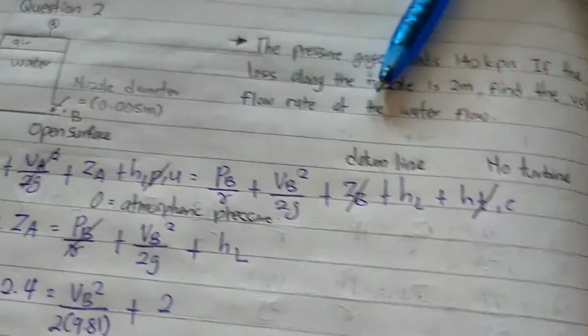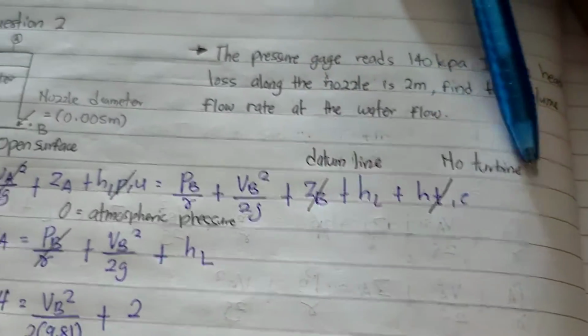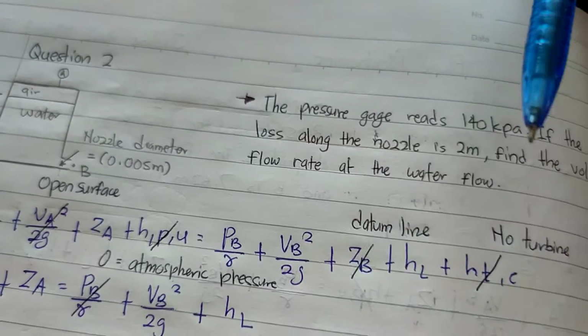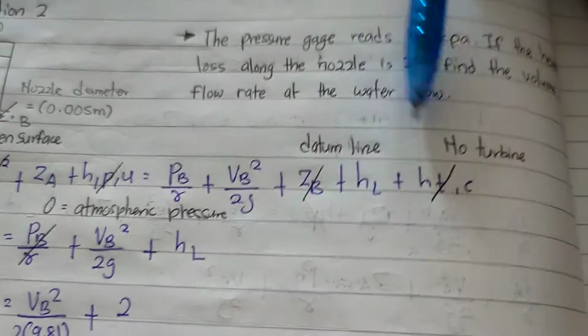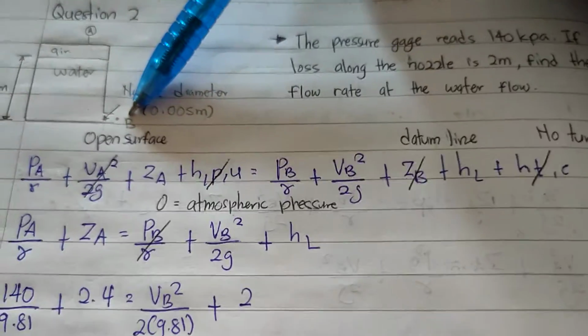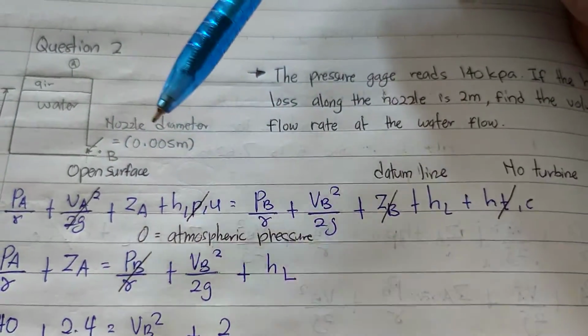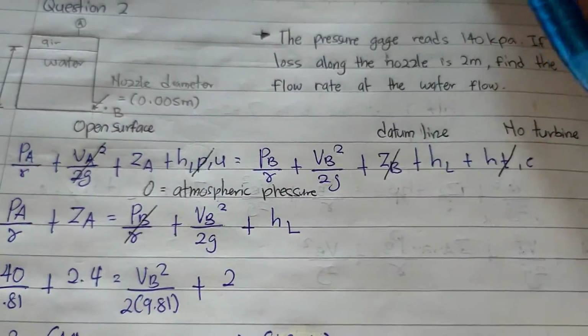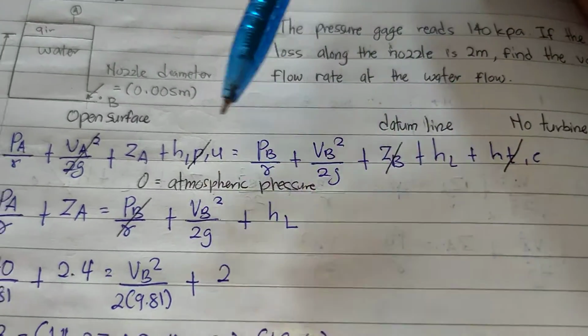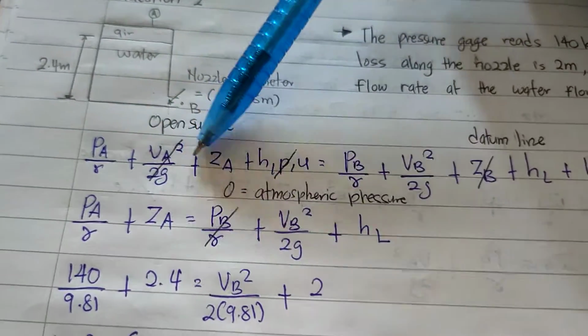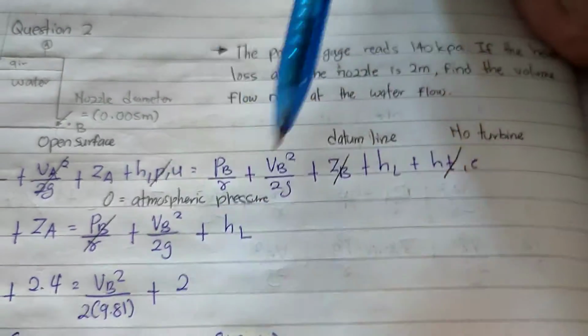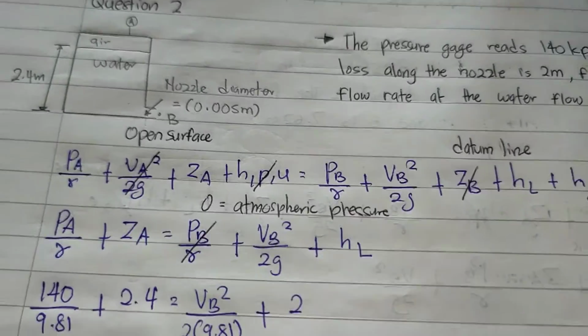Different from question 1, where we find the pressure at point B, in question 2 we need to find the volume flow rate of the water flow. So first of all, we know that we need to write the equation. Then the second step is we need to cancel out what we can cancel out.